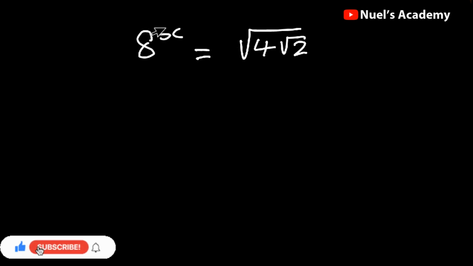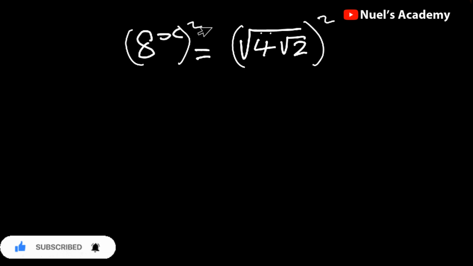So 8 raised to the power x is equal to the square root of 4 root 2. This square root is covering both this 4 and root 2. So the first thing we're going to do here is to remove this square root, or radical sign. We are going to do that by raising both sides to the power of 2, because that's the only way we can remove this square root.